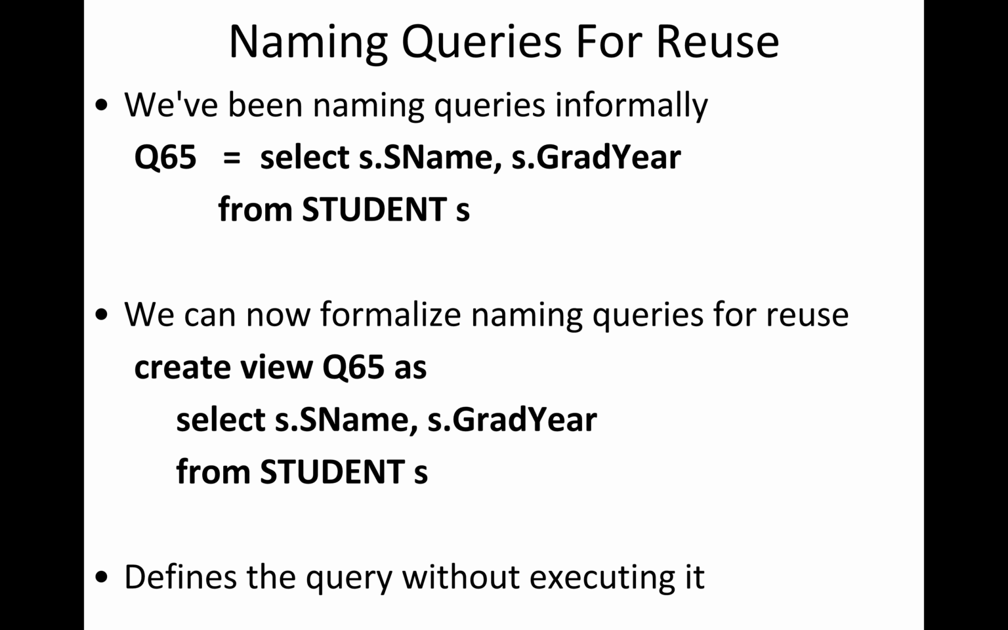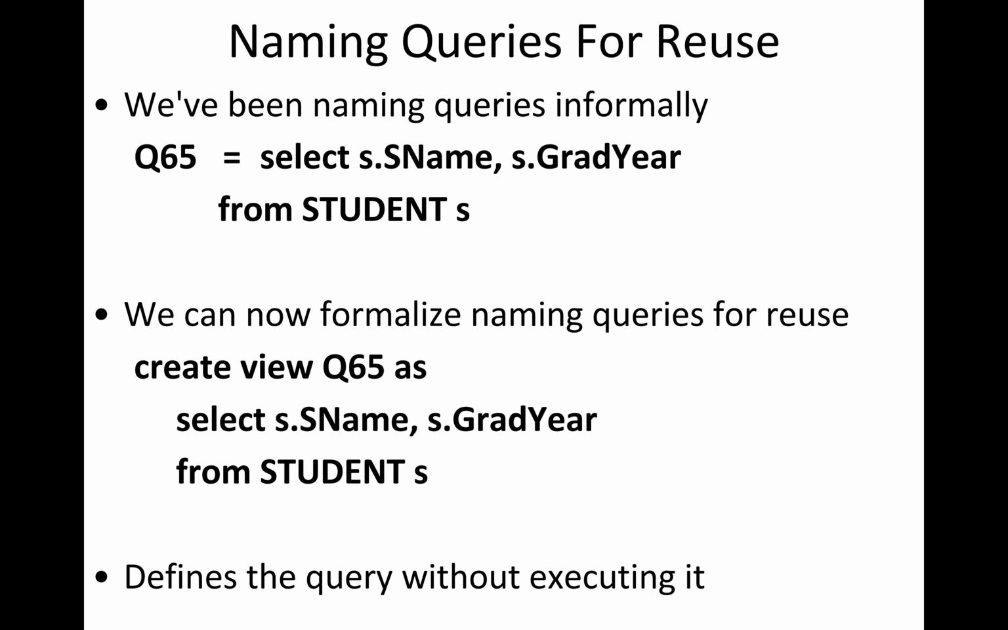Yeah, so all along, our Q65 that we've been using in other examples could have been implemented using views. So this Q65 equals select can actually be implemented as a view: create view Q65 as select as name and whatnot. So it defines it without actually executing it.